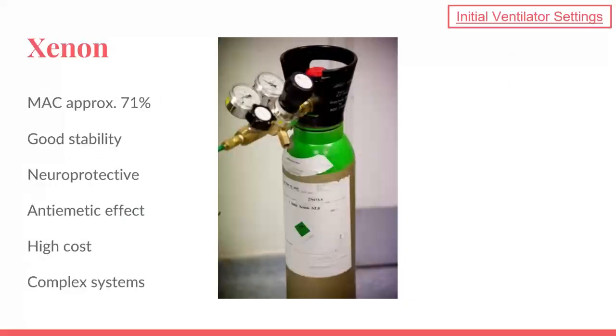Xenon. Xenon is a fascinating gas. It could be considered an ideal anesthetic, though not very potent. Its MAC is 71, but it can be safely used in an oxygen mixture. It is very stable, provides neuroprotection, and has anti-emetic properties. However, it has significant drawbacks.